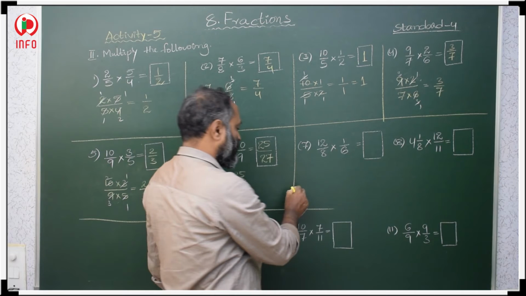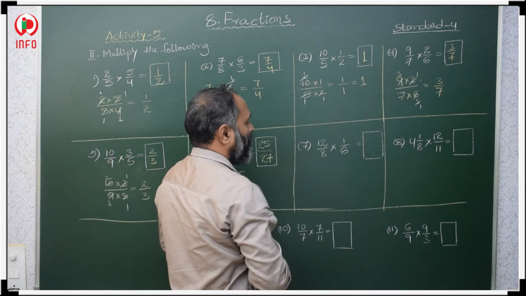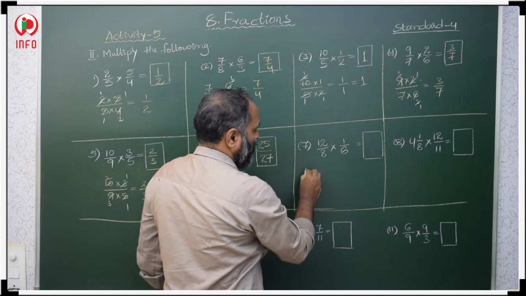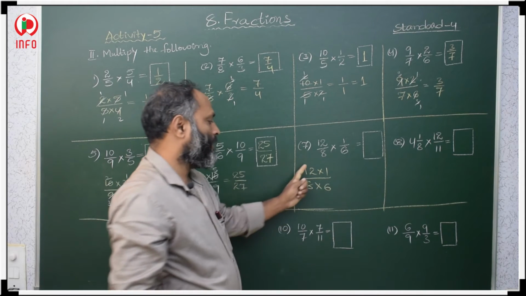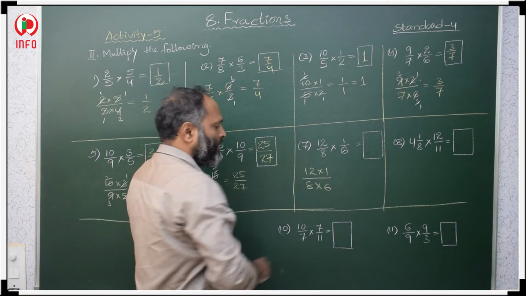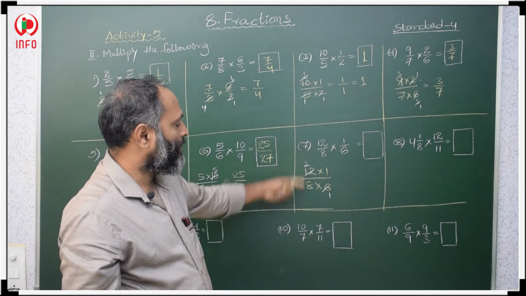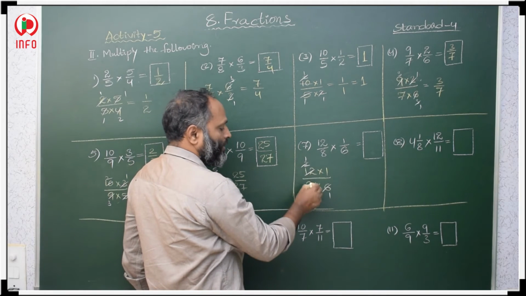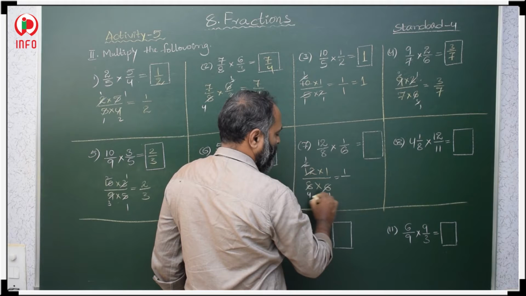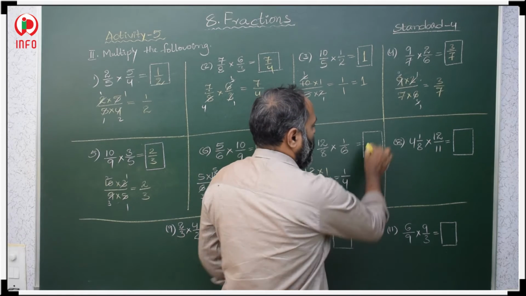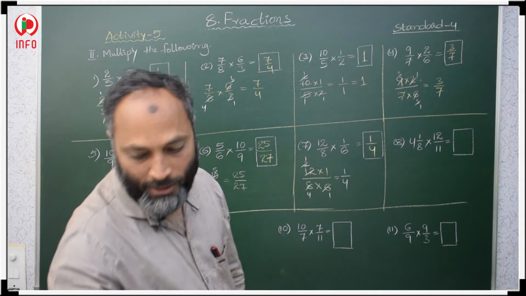Next, numerator with numerator, 12 into 1 by 8 into 6. These two have common factor 6: 6 ones are 6, 6 twos are 12. Again these two have common factor 2: 2 ones are 2, 2 fours are 8. Then 1 ones are 1, 4 ones are 4, 1 by 4. Then the 8th question.